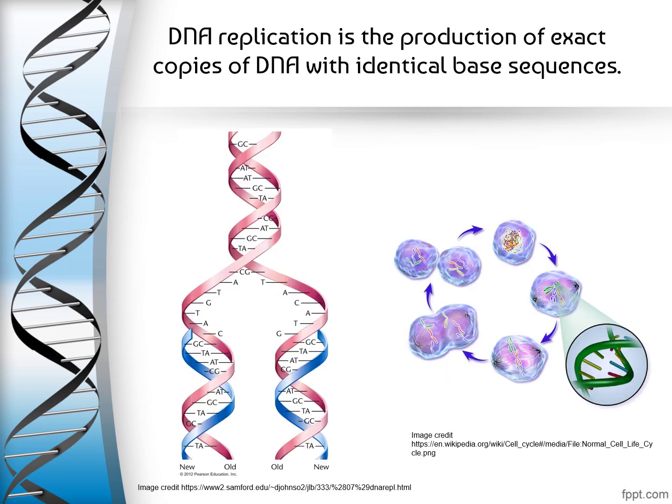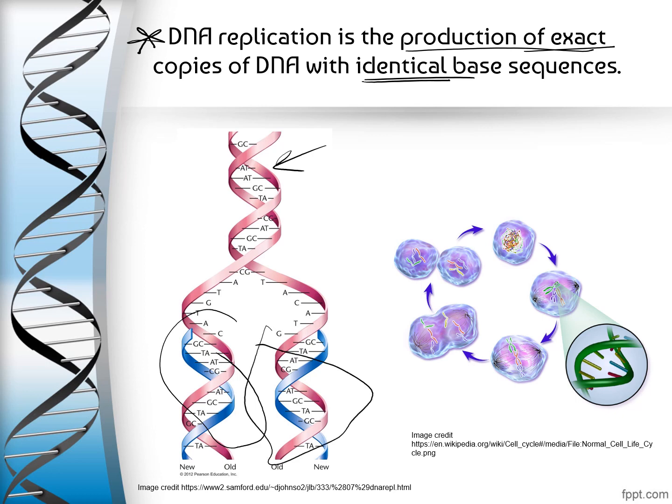So what exactly is DNA replication? Defined, it is the production of exact copies of DNA with identical base sequences. We start with some chunk of DNA. We want to make exact copies of it. I want to have 2 strands of DNA that are exactly like the parent strand of DNA.